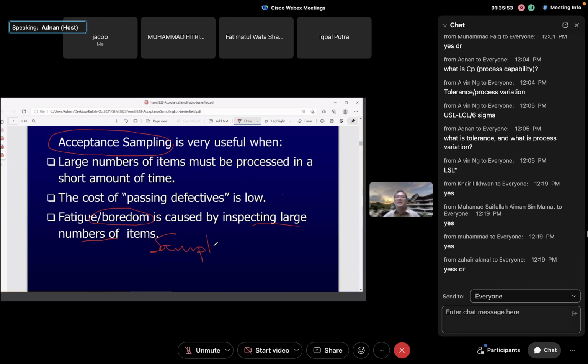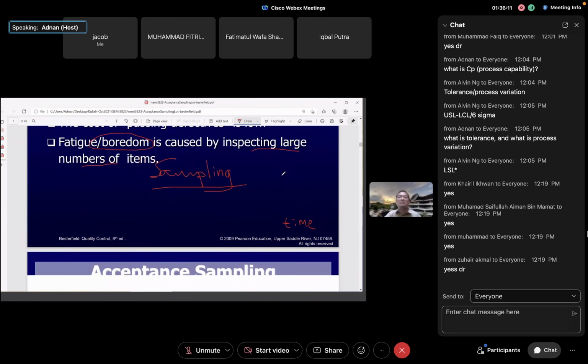But again, a sample can give a wrong conclusion. Okay, we may make a decision because of the sample. Luckily, the sample is good, we decide to accept all. But actually, there are so many defective items that we miss out.